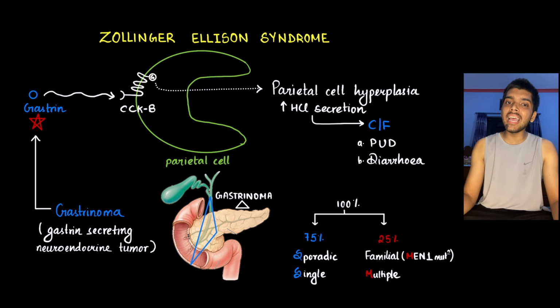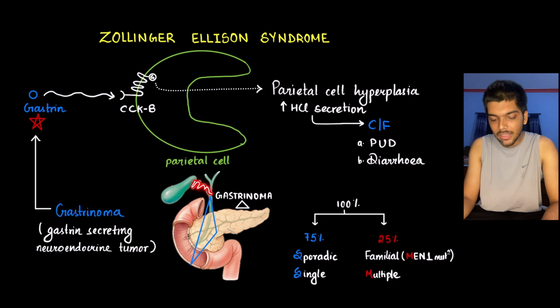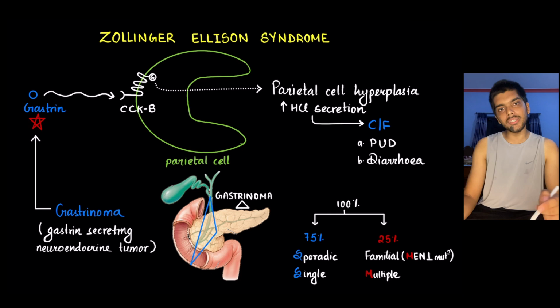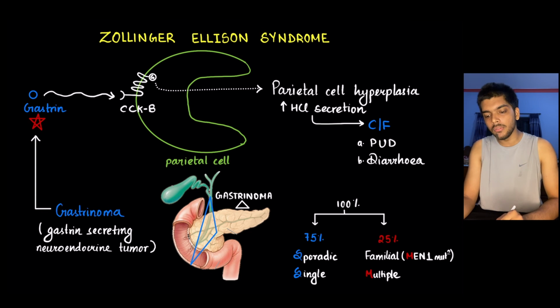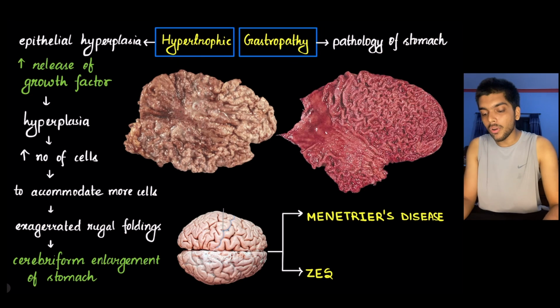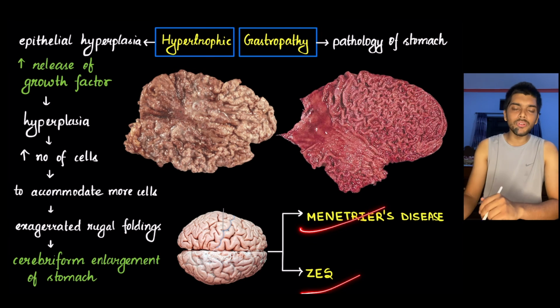The most common areas where gastrinoma develops is given by the gastrinoma triangle, which is composed of the junction between the cystic duct and the common bile duct, the junction between the head of the pancreas and the neck of the pancreas, and the junction between the second part of the duodenum and the third part of the duodenum. Out of 100% of the cases of gastrinoma, 75% are S for sporadic and S for single, while 25% of the cases are familial, that is due to MEN1 mutation, M for MEN1 mutation, and M for multiple. And with that, we are done with hypertrophic gastropathy, both Menetrier's disease and Zollinger-Ellison syndrome.